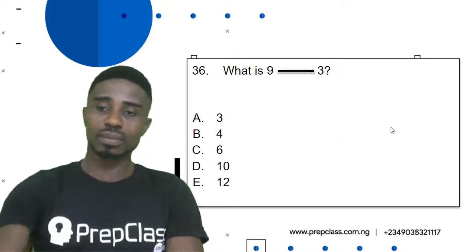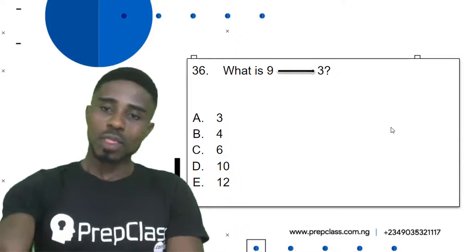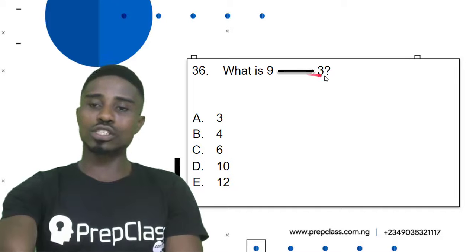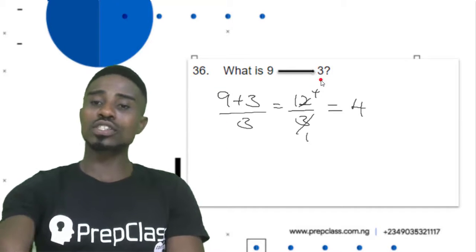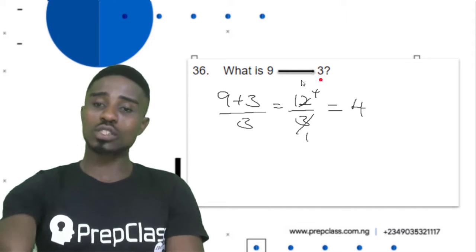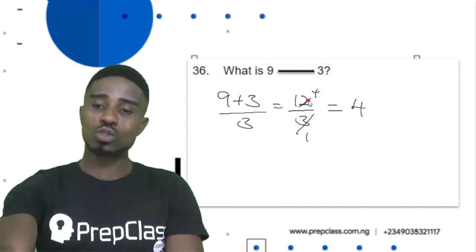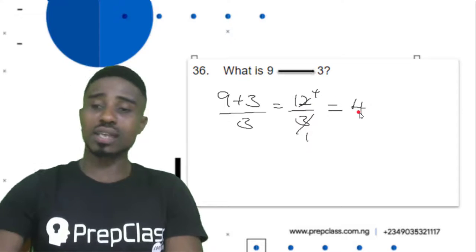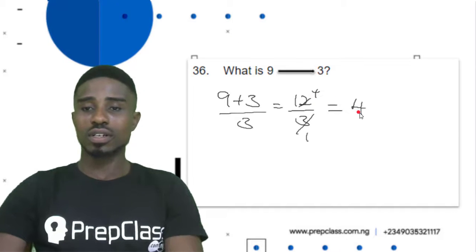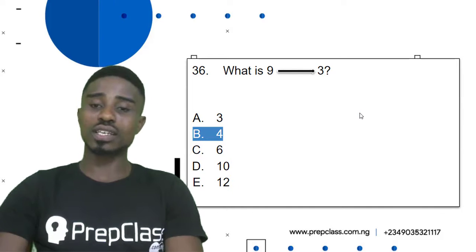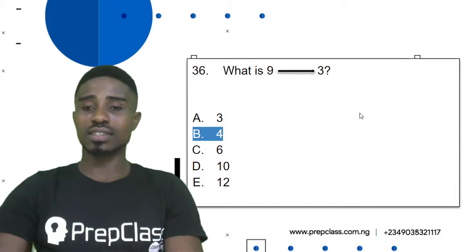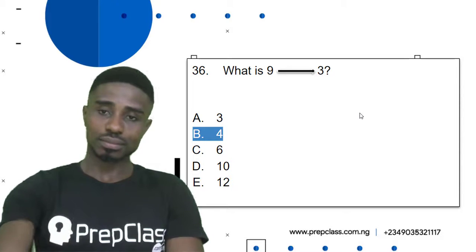Let's proceed. Question 36. What is 9 and an arrow pointing to 3? Let's see how to get it done. From the sample we understood that it will be 9 plus 3 over 3. 9 plus 3 is 12, 12 over 3. 3 in 12 is 4. And our correct answer would be 4. Let's see if it's correct. Yes, option B for question 36, 4 is our correct answer. Let's look at the next question.